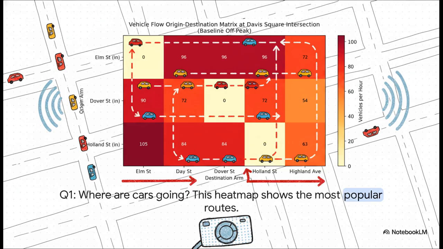Just look at Holland Street over on the left. Those dark red squares show a ton of cars coming in from there and heading straight for Day Street and Elm Street. For city planners, this is like gold. It's a perfect snapshot of how traffic is flowing.